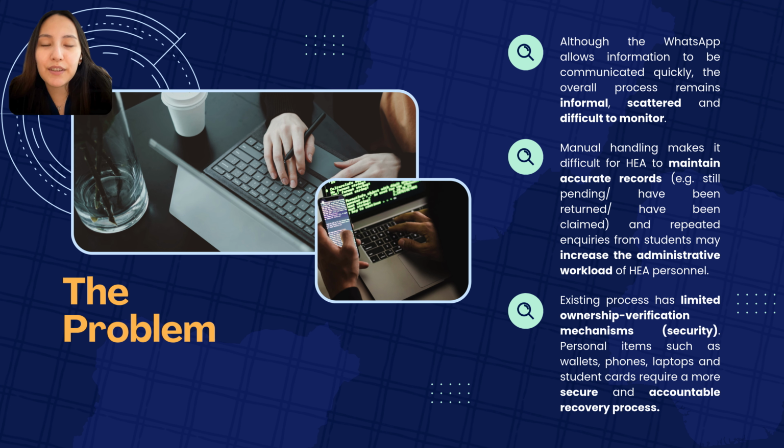The third issue is security and ownership verification. Some lost items are valuable or personal, such as wallets, phones, laptops, and student cards. These items should not be returned simply because someone says, "This is mine." There must be a proper verification process to make sure the item is returned to the rightful owner. So, the problem is not only about convenience. It is also about accuracy, accountability, security, and trust in the lost and found process.